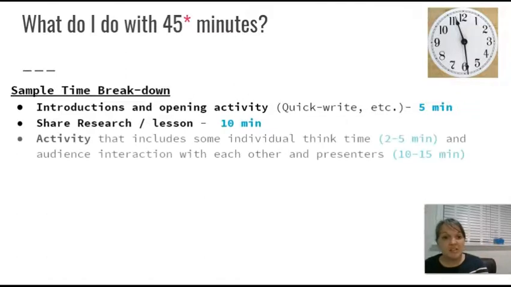The activity or discussion portion of your talk should include a little individual think time, maybe 2 to 5 minutes, and audience interaction with each other and presenters. And that would be about 10 to 15 minutes. So the activity part would take maybe 15 to 20 minutes total.